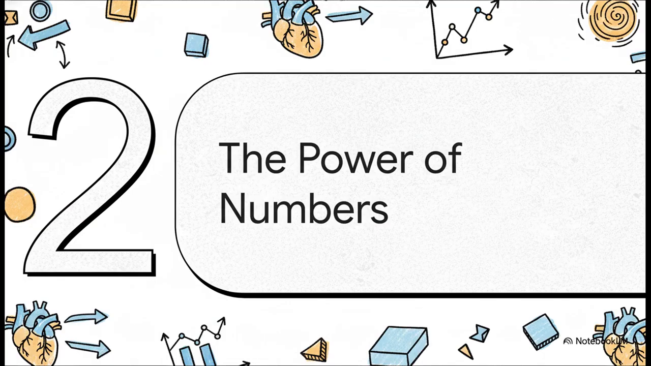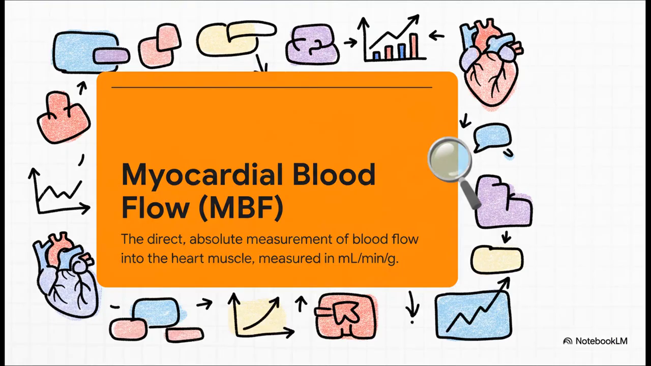So, how exactly does QPET pull this off? Well, it does it by giving us cold, hard numbers. And that's the core of this whole revolution. We're turning pictures into hard data we can actually use. The first key number is myocardial blood flow, or MBF. This is really the foundation of the whole technology. It's not a guess, it's a direct measurement, in milliliters per minute per gram of heart tissue, of exactly how much blood is reaching the muscle, both when you're resting and when you're under stress.